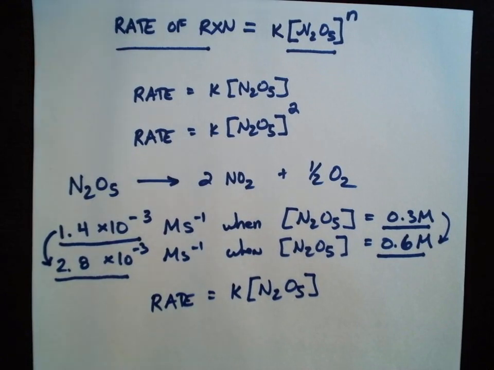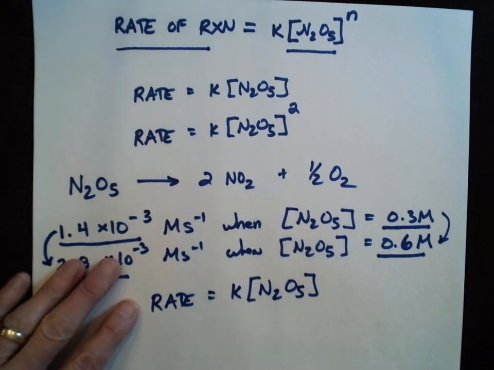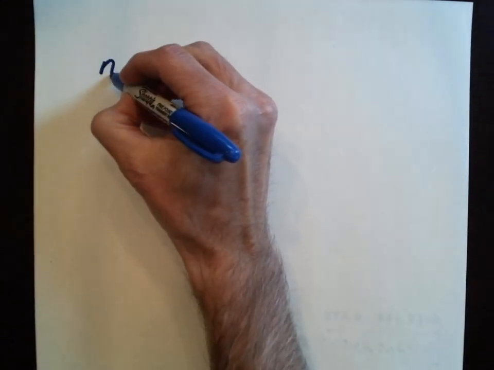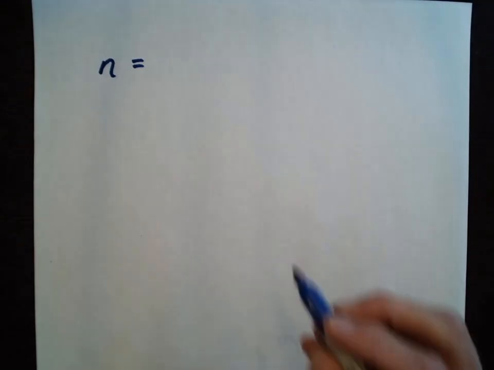Now, sometimes you can just figure this out by looking at the data. Other times it's a little more difficult. So how do we find the rate law in these more difficult cases? What we use is this particular equation. We find the value of n by doing the following.